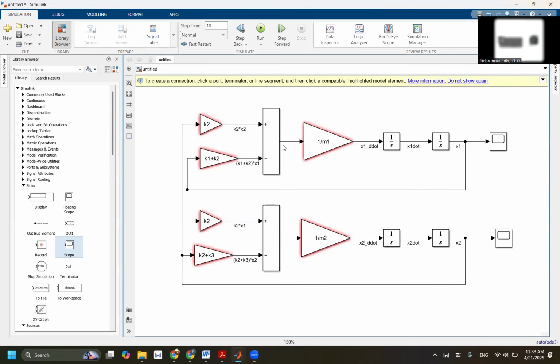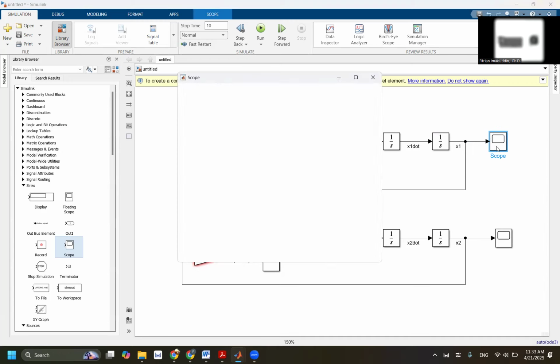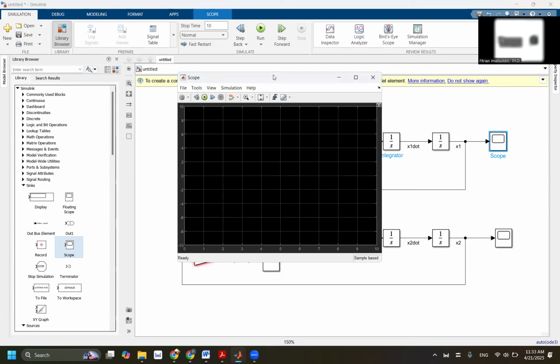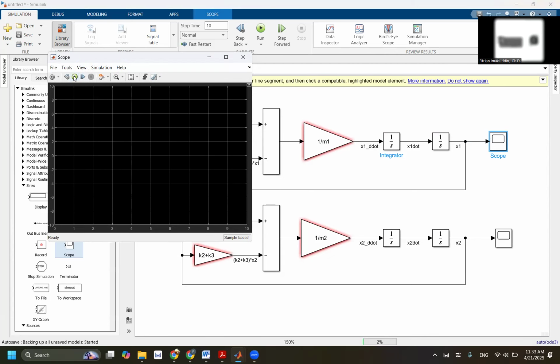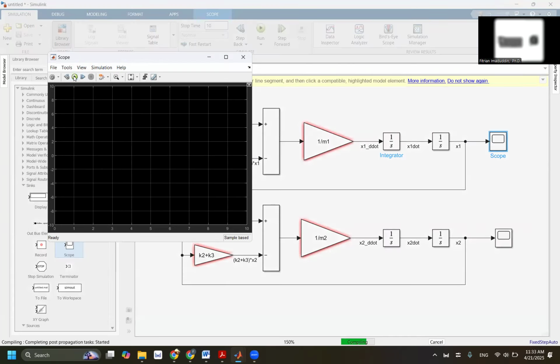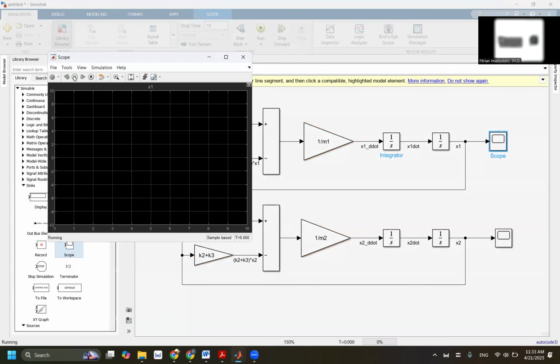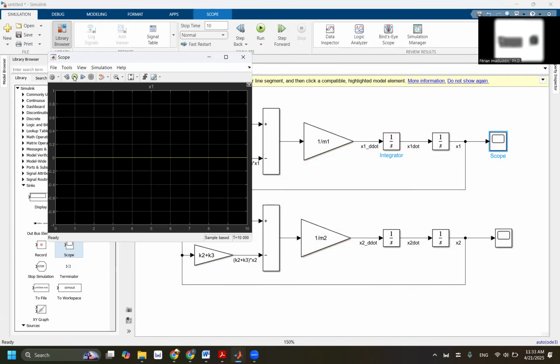Okay. So now I have put the M1, M2, K1, K2, K3. But if I run it right now, what will happen? Okay. I'm going to show the scope. Okay, this is the scope. When I run this, zero. I don't see anything.